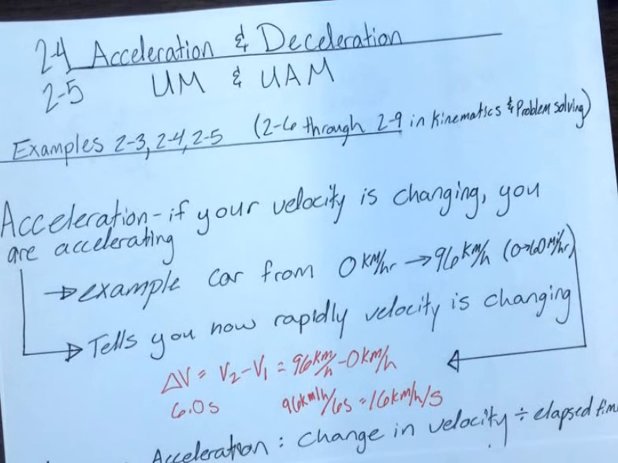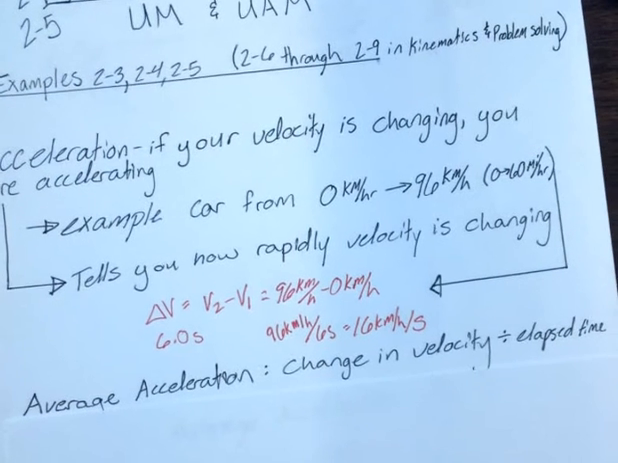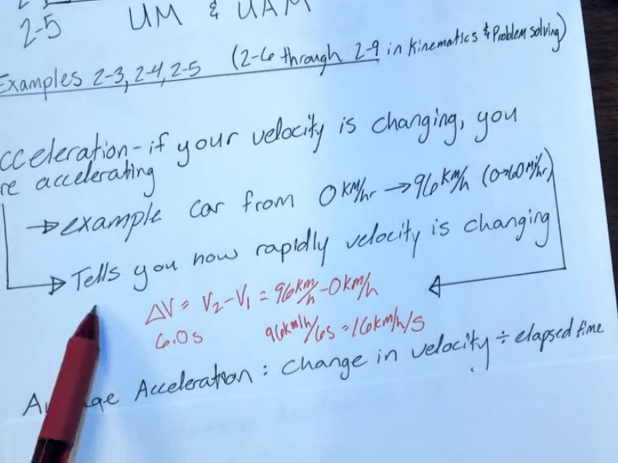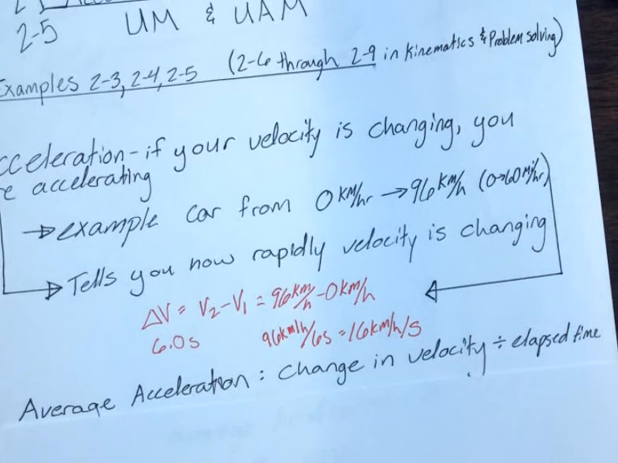Alright, so what we're reporting here is average acceleration. Average acceleration is just the change in velocity divided by the elapsed time, and that should have been intuitive for you up here when we talk about how rapidly the velocity is changing. Well, we have to figure out the change in velocity and how much time it took for that change to occur.